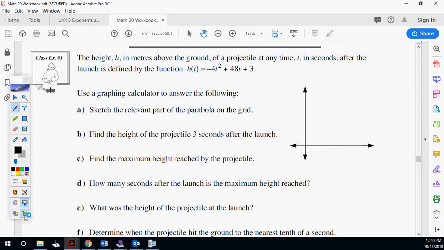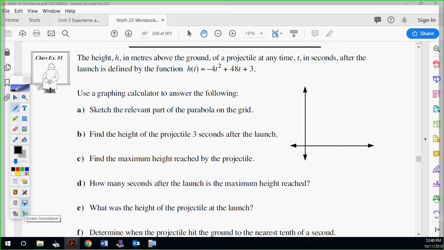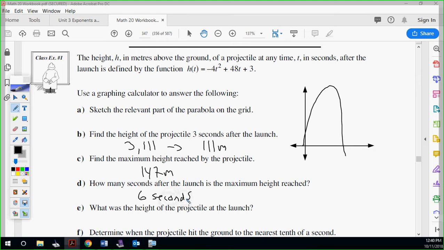Okay. All right, so we'll get this stuff put back in here. So again, it looks something like this. This right here is 3/111, so it's 111 meters. Find the maximum height the projectile reached, which is, we said, 147. How many seconds after its launch is it the maximum height? It's 6 seconds. What was the height of the projectile at the launch? 3. That's your y-intercept, right?